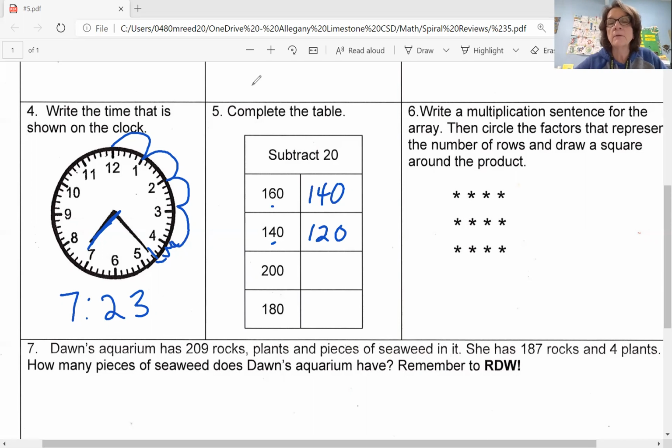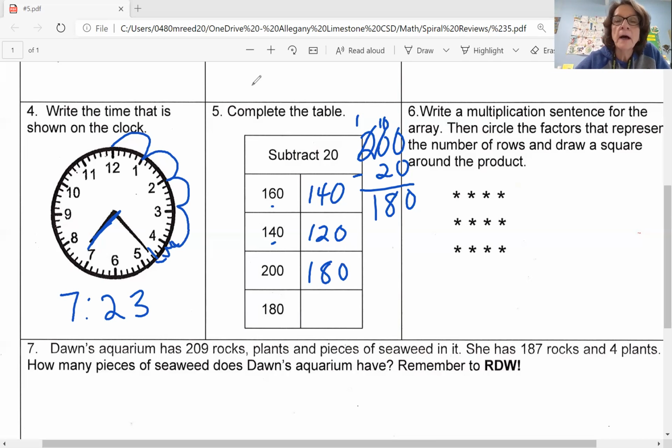Okay, 200 minus 20, that might be a little bit more difficult for you because there are no tens there, so it would involve unbundling or regrouping. So if you wanted to do that one, you couldn't do it mentally, and you wanted to do the algorithm, you certainly can. 0 minus 0 is 0. You can't take 2 tens from 0 tens, so you would unbundle. You would be left with 100, but you would have 10 tens. 10 tens minus 2 is 80. Your answer would be 180. Some of you might be able to do that mentally. And then the last one, 180 minus 20 is 160. Again, the only place that's changing is the tens place. It's going down by 2.